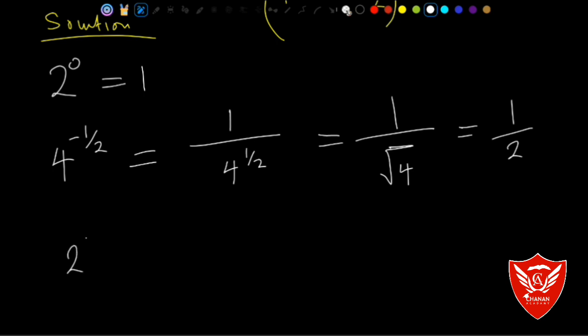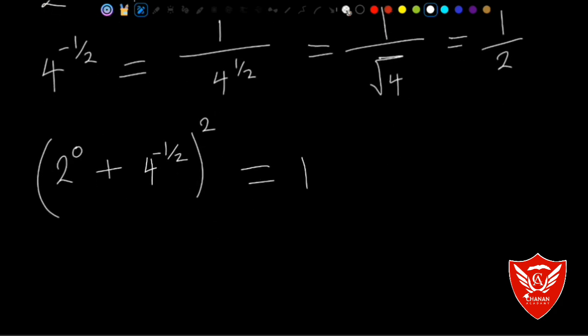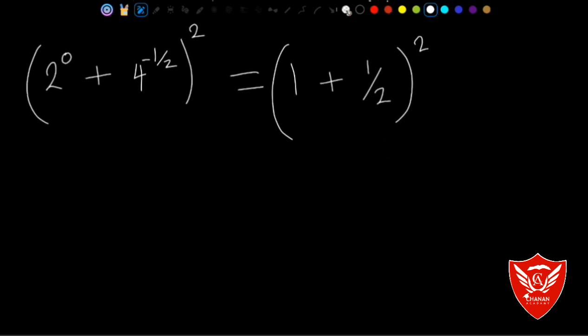We have (2^0 + 4^(-1/2))^2 equals (1 + 1/2)^2. Now this is then equal to, now we solve the bracket, so we have 1 plus half is going to be one whole number, (1 over 2) raised to the power of 2.